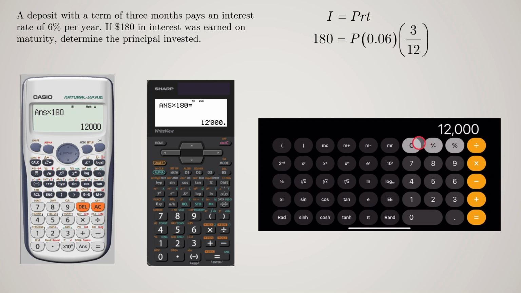And last but not least, you can use the reciprocal button a bit earlier if you want. 0.06 times 3 divided by 12 gives us this result. I can now take the reciprocal of that and multiply it by 180. So many, many options. And no matter which one you choose, you should get that the principal is $12,000. There you go.